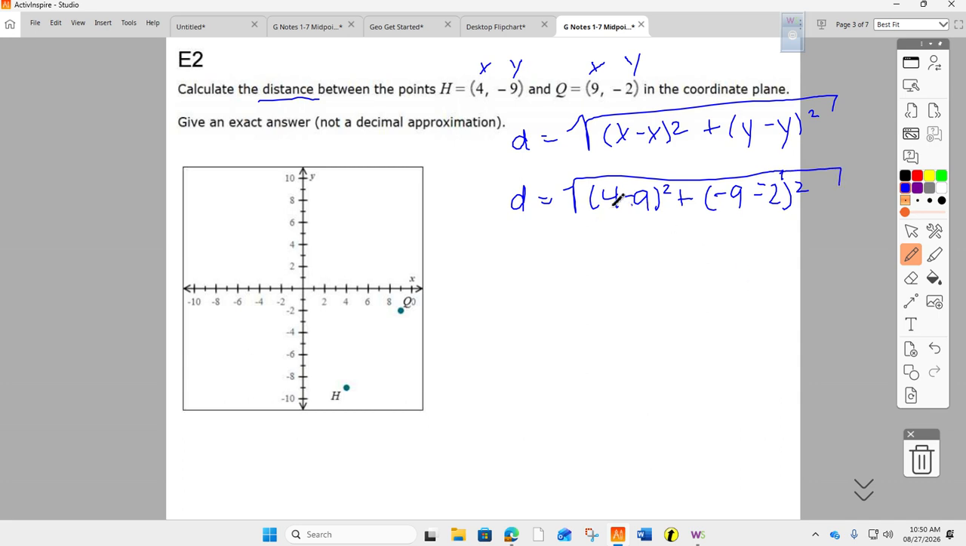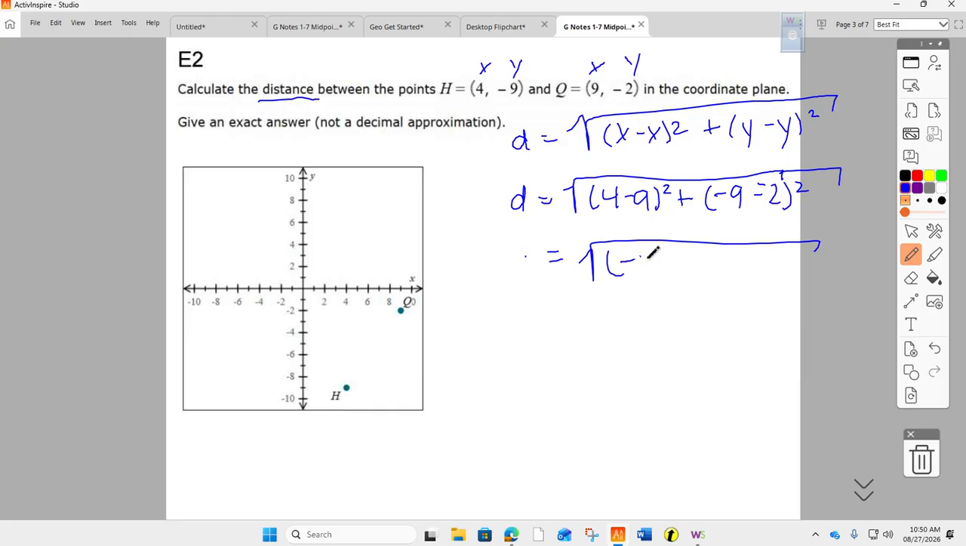And you'll see that in the first spot is 4 and negative 9. That's my first ordered pair. In the second spot are negative 9, negative 2. That's my second ordered pair. Does that make sense to everyone? All right, great. And now we're going to simplify.